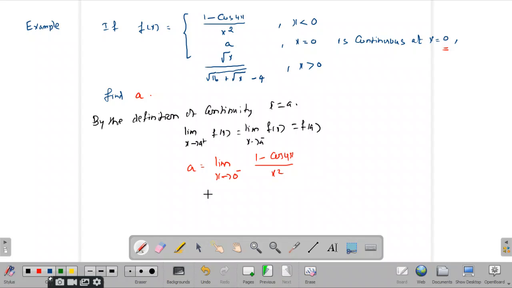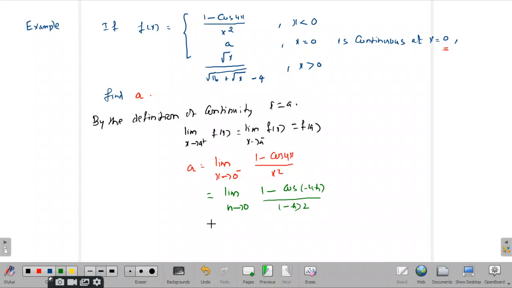Dear student, whenever the left limit or right limit is taken, we have to remove the superscript by introducing x approaches 0. For left limit, x will be a minus. For right limit, x will be a plus. Here a is 0. 1 minus cos x equal to minus x, meaning minus 4x, then minus x the whole square. Okay. Then limit h approaches 0, 1 minus cos 4h by h square.